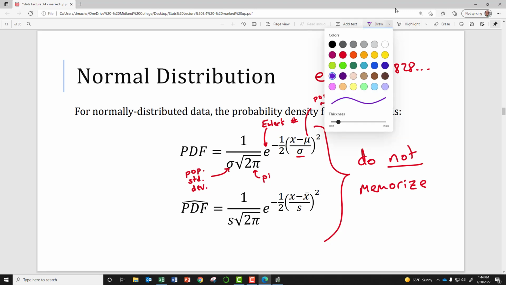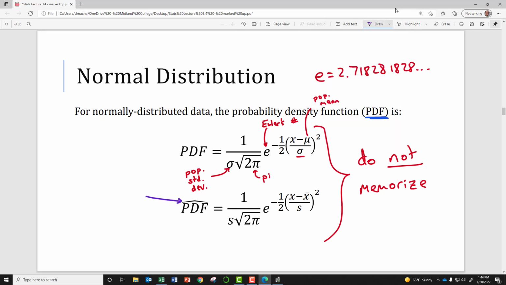And then I want you to notice here, in statistics, whenever you see hats on stuff, it means we're making a prediction or making an estimate. So hats on stuff means estimate. If I was going to estimate the probability density function, then whenever I write PDF, I'm going to write a little hat above it. So this is an estimation of the probability density function.